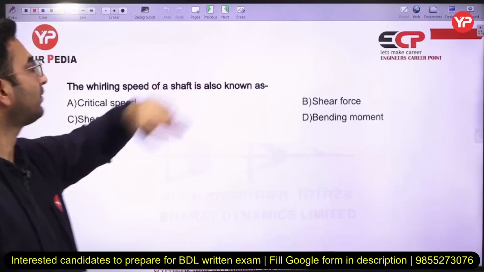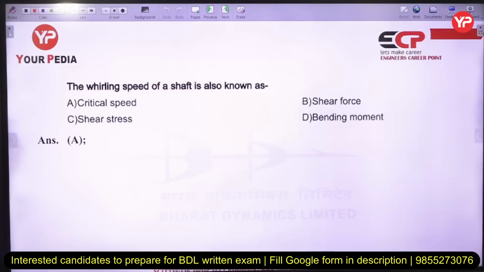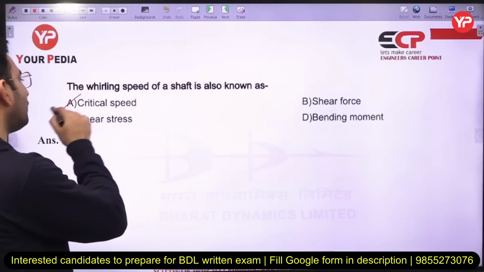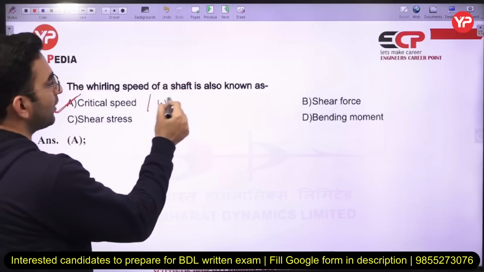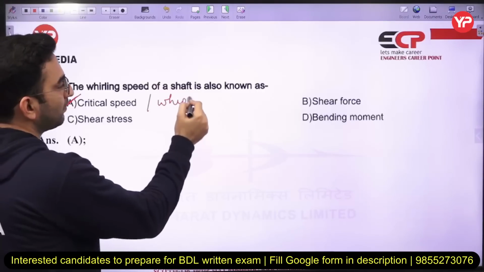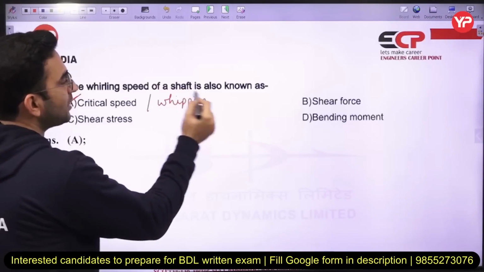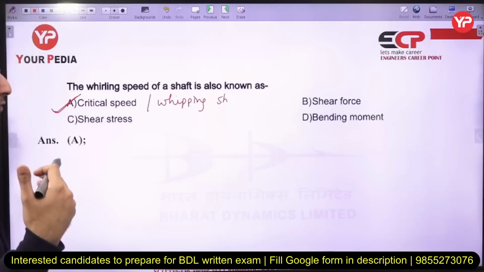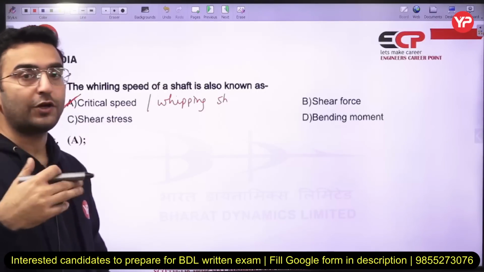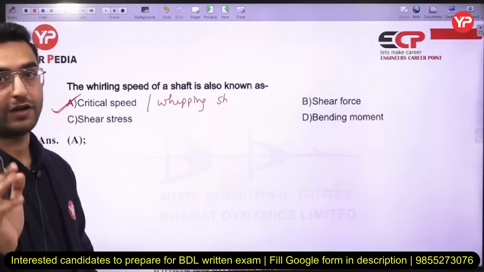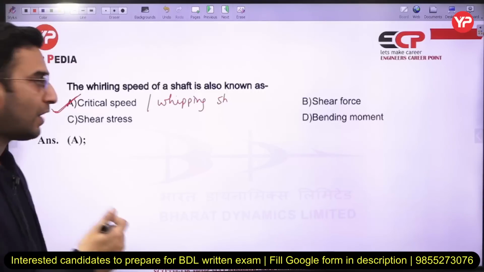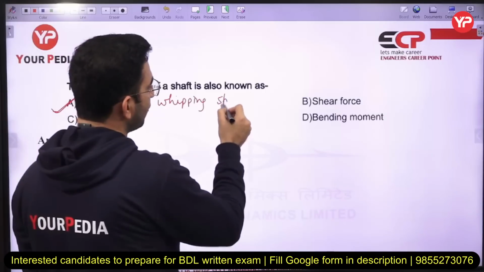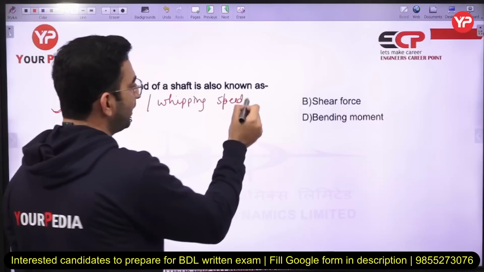Next part, the whirling speed of shaft is also known as, as I have just told you, the critical speed, and it is also known as the whipping speed here. It is that speed where there will be a large amount of transverse vibration taking place, or we can say the corresponding amplitude of the transverse vibration is going to be infinite, which may basically fracture the shaft here. So it is also known as the whipping speed here.